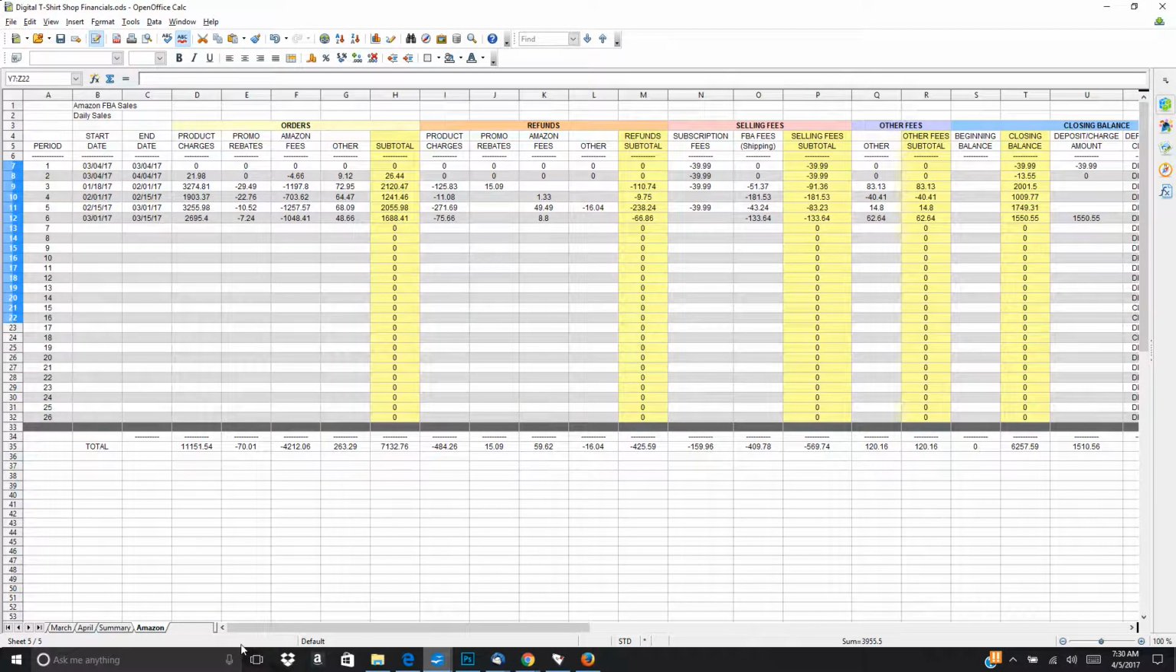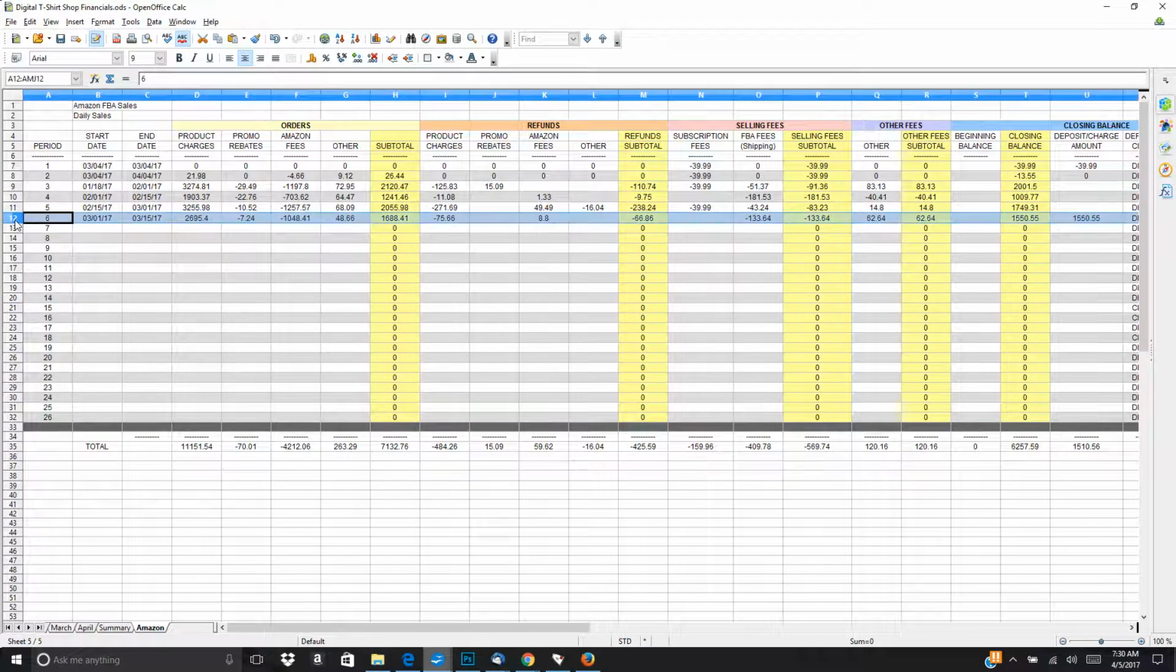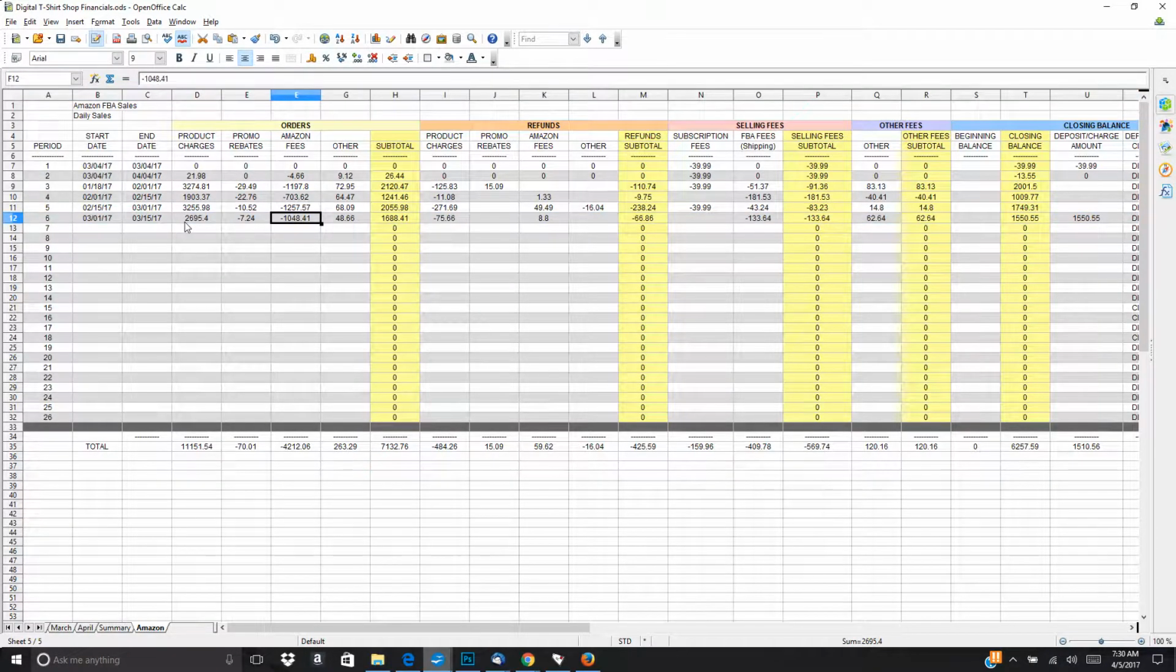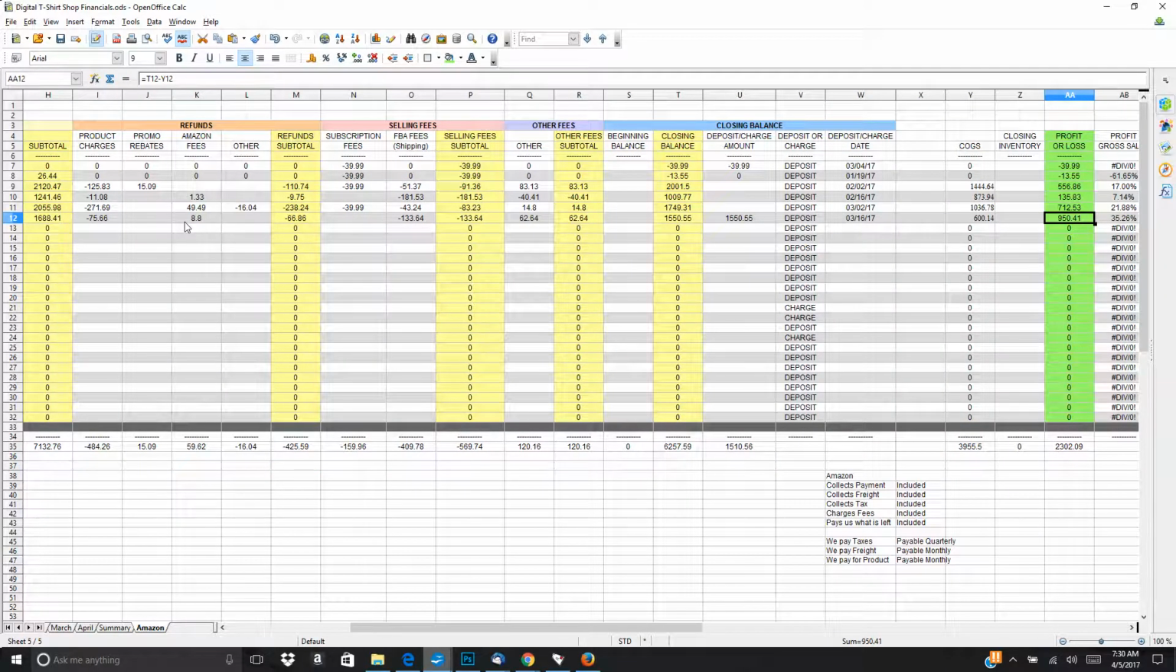So I left the FBA information in here. Now, this is not a large FBA seller account. I know some FBA sellers that sell millions of dollars a year on Amazon, and this account does not sell millions of dollars a year, probably $100,000 a year. But anyways, you can see how all the product charges relate to what was deposited in your bank account.